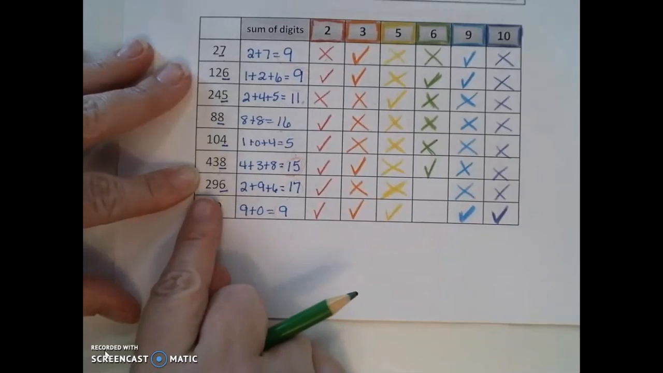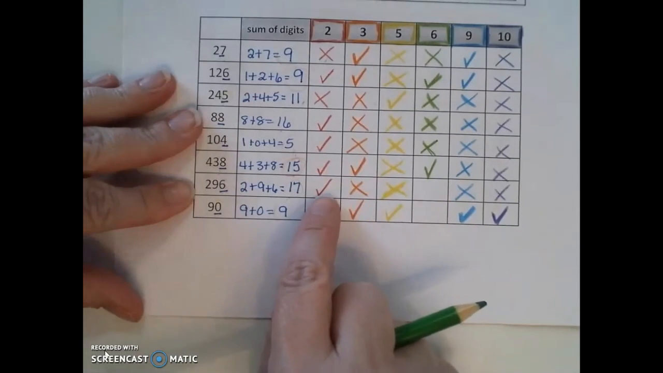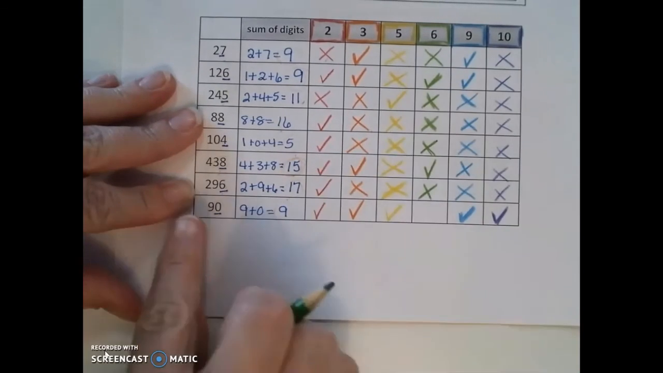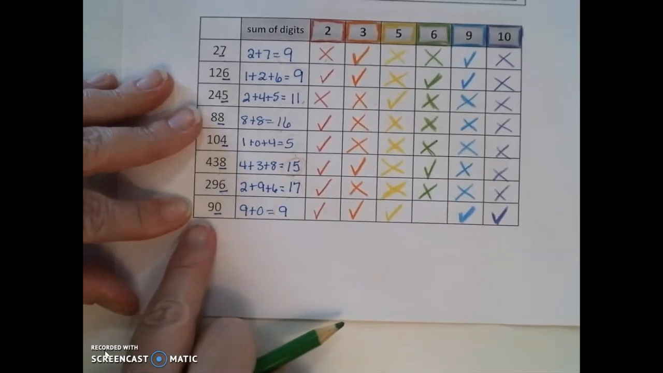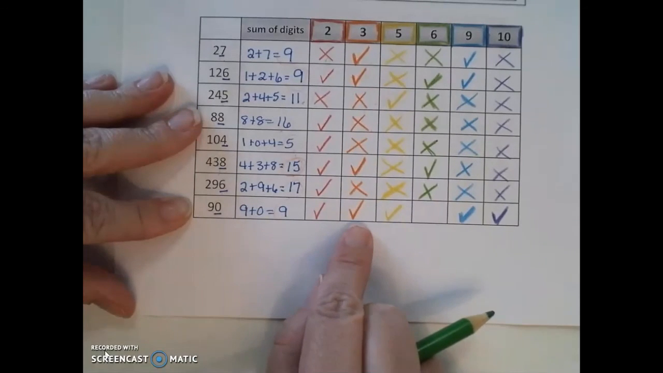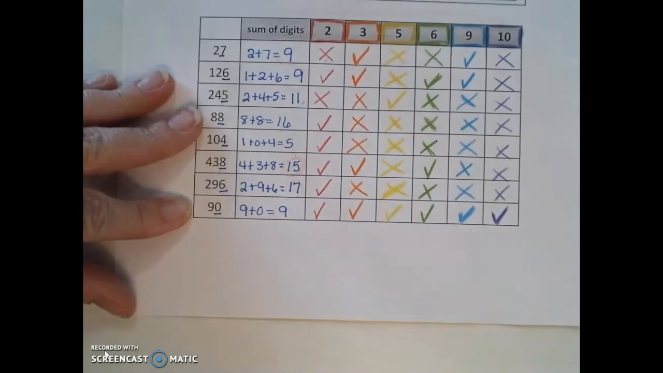Only 2 to go. 296 is divisible by 2, but not by 3. Since we don't have 2 yeses, that makes this a no. 296 is not divisible by 6. 90 is our last number. It is divisible by 2 and by 3, so that means it is divisible by 6. We've got to have 2 yeses on 2 and 3 to be able to say yes to 6.